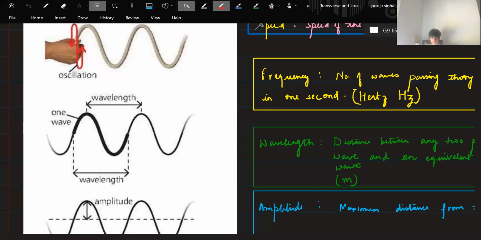Now let's talk about wavelength. First, to get the wavelength, I need the wave. My wave is, this is one wave. Now tell me, what is the wavelength?